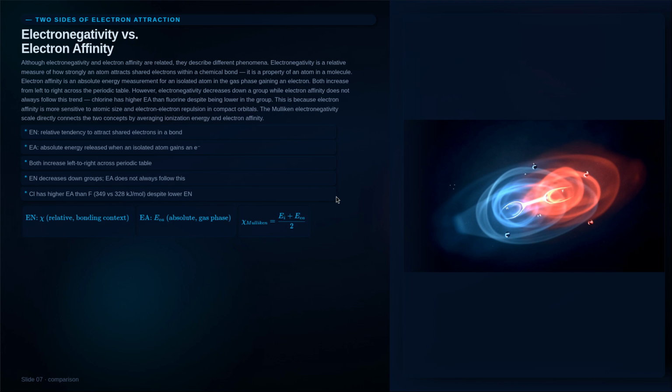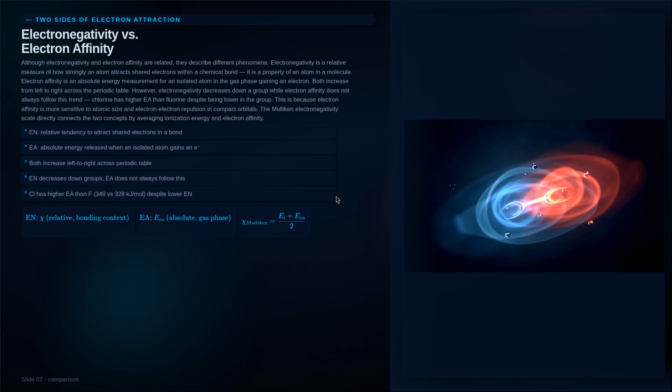Although electronegativity and electron affinity are related, they describe different phenomena. Electronegativity is a relative measure of how strongly an atom attracts shared electrons within a chemical bond. It is a property of an atom in a molecule. Electron affinity, on the other hand, is an absolute energy measurement for an isolated atom in the gas phase gaining an electron. Both quantities increase from left to right across the periodic table.